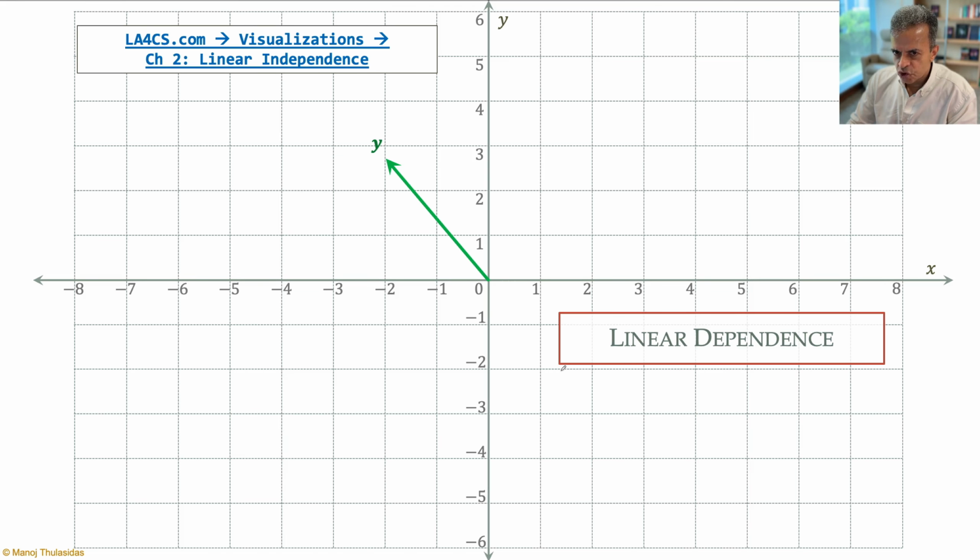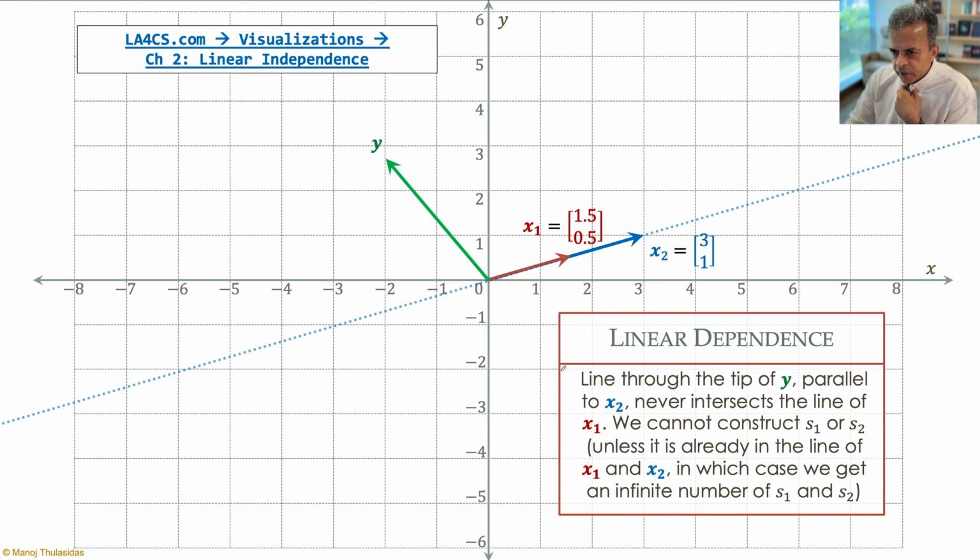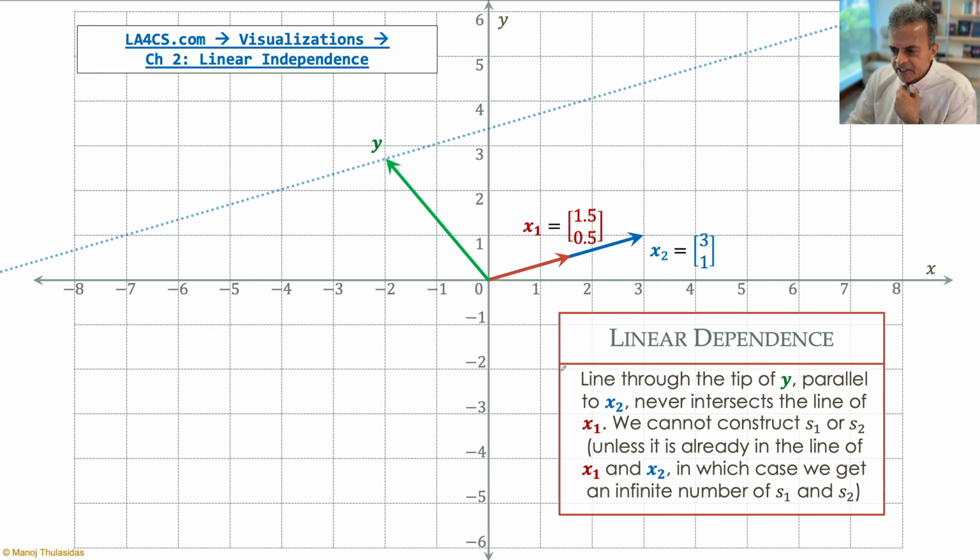So let's try doing this once more. This time my original two vectors, x1 (1.5, 0.5) and x2 (3, 1), are linearly dependent because x2 is 2 times x1. I'm going to try to do my construction, which was to draw a line parallel to my blue vector, take it to the tip of y, and extend my red vector so that I can hit this line. Now I can sit here and extend my red vector till the end of time, but it will never hit my blue dotted line, because the blue dotted line is parallel to the red one.